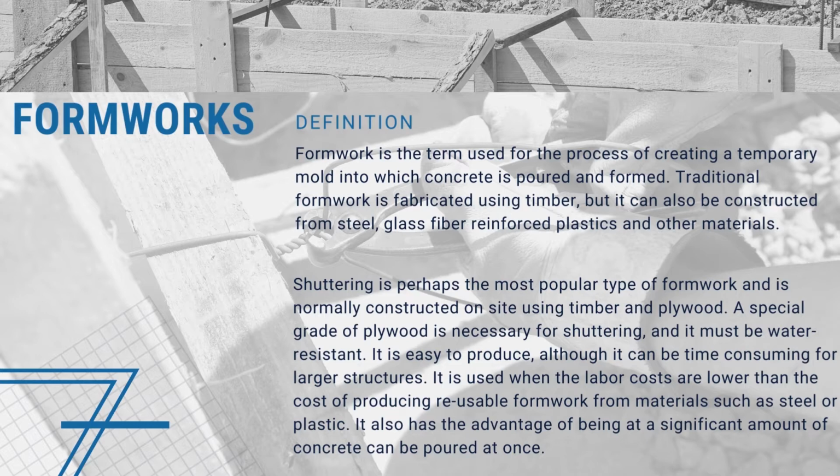Shuttering is perhaps the most popular type of formwork and is normally constructed on-site using timber and plywood. A special grade of plywood is necessary for shuttering, and it must be water resistant. It is easy to produce, although it can be time-consuming for larger structures. It is used when the labor costs are lower than the cost of producing reusable formwork from materials such as steel or plastic. It also has the advantage that a significant amount of concrete can be poured at once.